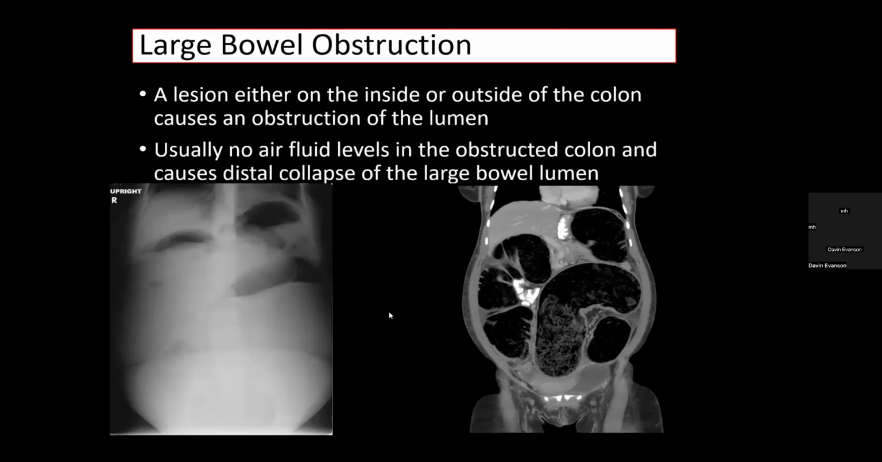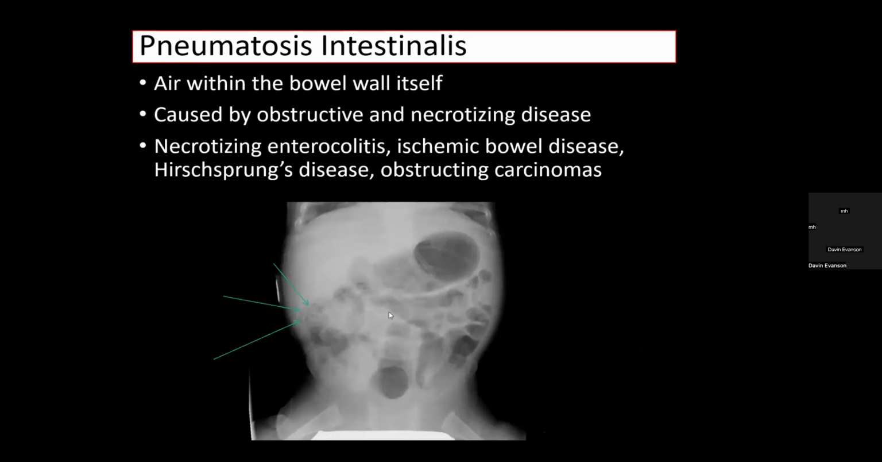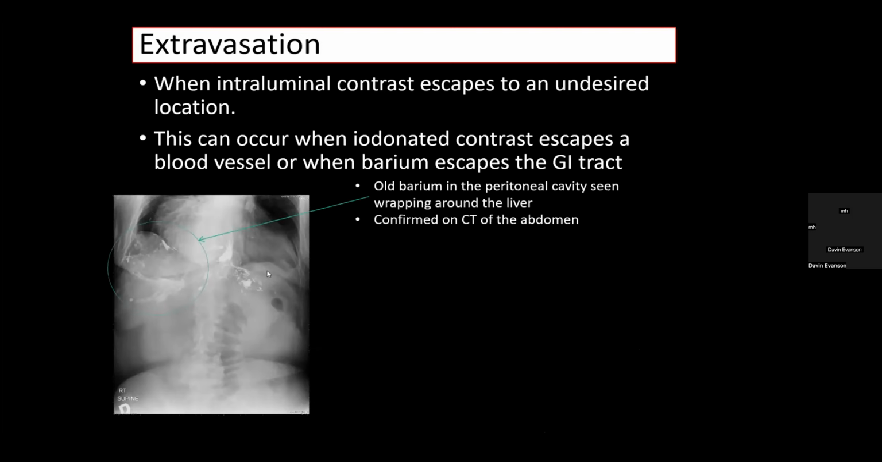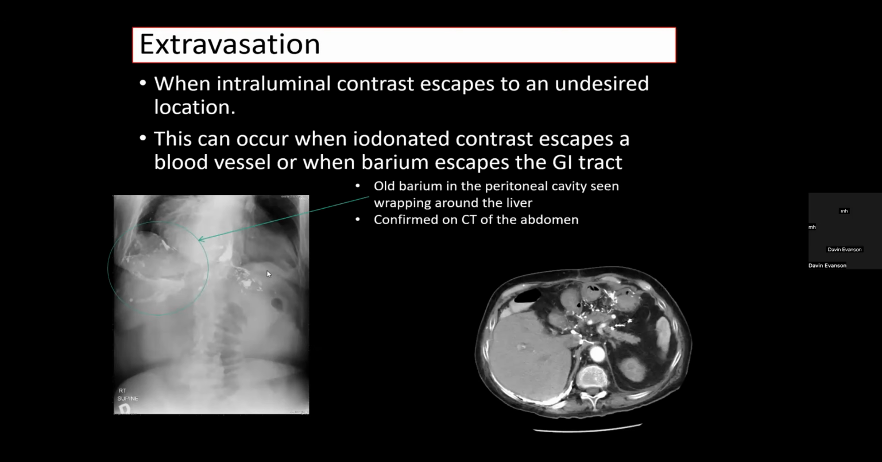Large bowel obstruction. Pneumatosis, so very worried about this in the peds. So air in the wall, you're worried about NEC, ischemia, especially in the preemies. Extrav, patient drank some contrast instead of staying in the GI lumen, it goes everywhere. Worried about a leak. They're shown on the CT scan.